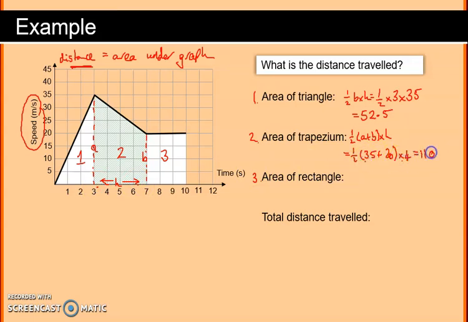All these are in meters, by the way, because it says its speed is meters per second. The area of a rectangle, well, that's much easier. It's length times width.